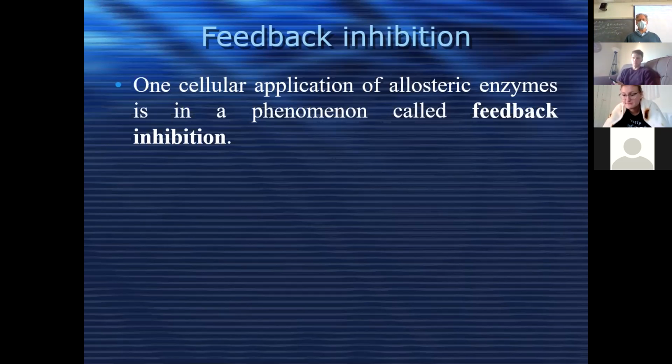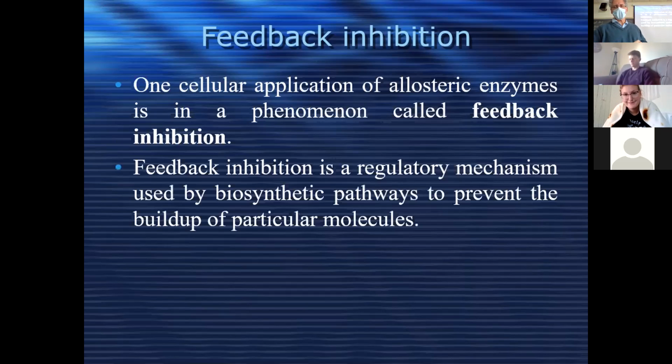Feedback inhibition is a common application of allosteric enzymes. And this is used to control biosynthetic pathways, so you're not making things you don't need. This prevents the buildup of molecules and the waste of energy into making things you just don't need.